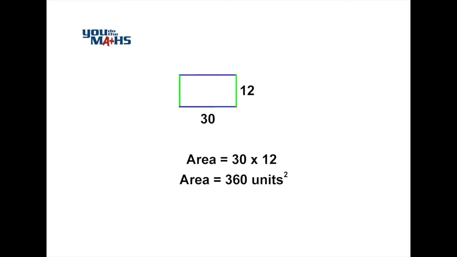We've got a rectangle here that measures 30 by 12 units. The way to work out the area is just to multiply the length and the width. And we can also see that here algebraically. If we've got w and h representing the dimensions of the rectangle, the final area for that would be w multiplied by h, or wh units squared.